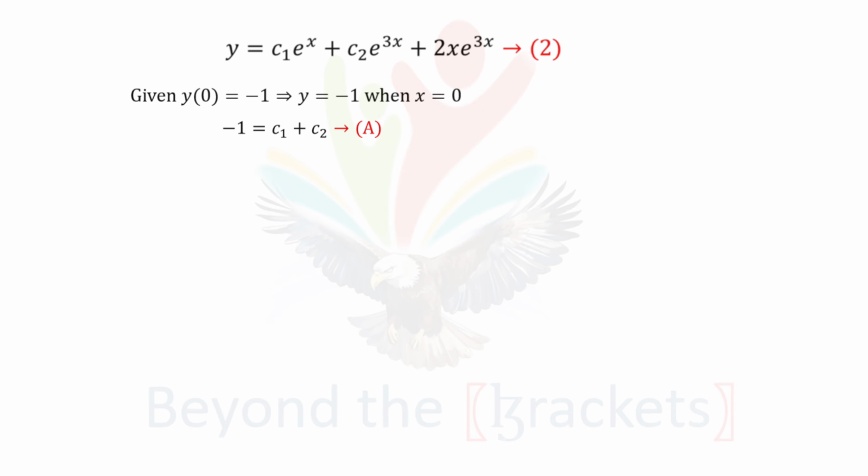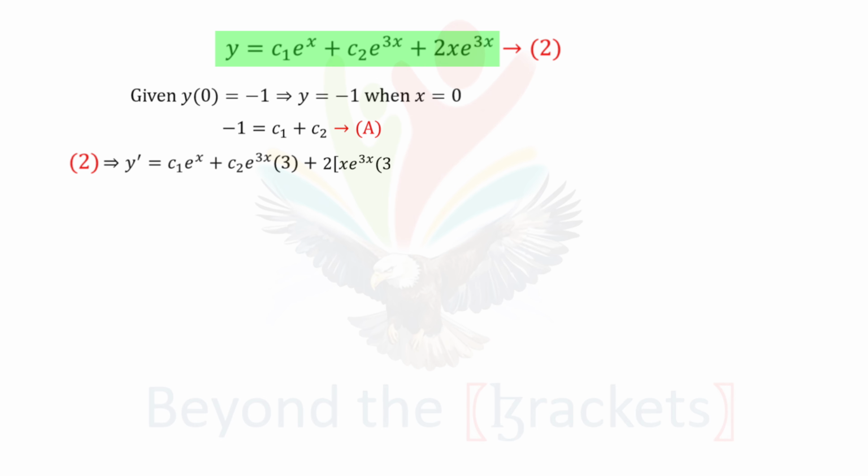For the second boundary condition, we first differentiate y with respect to x to get y dash is equal to c1 e power x plus c2 e power 3x into 3. For the third term, we apply the UV rule. 2 is constant. x will be the first function, which will be written as it is. Differentiation of e power 3x is e power 3x into 3.